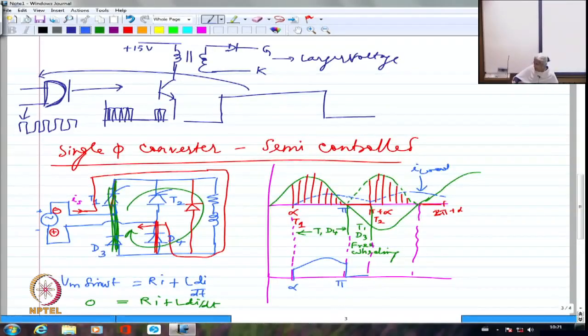Again in pi plus alpha, I am firing the device which is corresponding to T2. So T2 and D3 will take over. Whenever T2 and D3 are taking over, the current will flow exactly in the opposite direction. So I am going to have the same current, what is same as supply current, and then it is somewhat like this. And then here is where is 2 pi. At 2 pi the current ends. And 2 pi to 2 pi plus alpha, it will circulate only through the load. There is nothing returning to the supply.